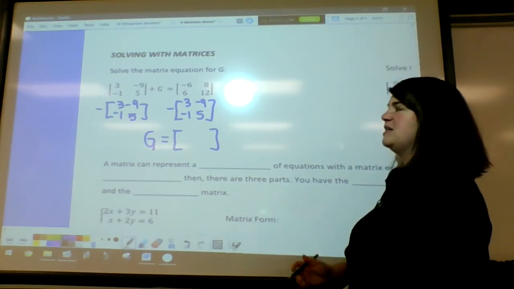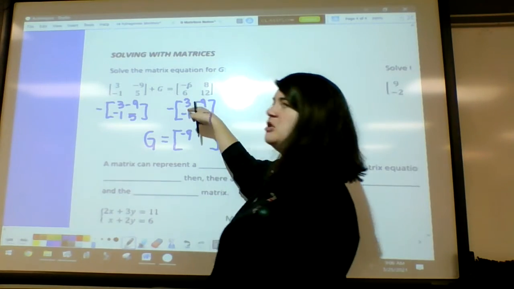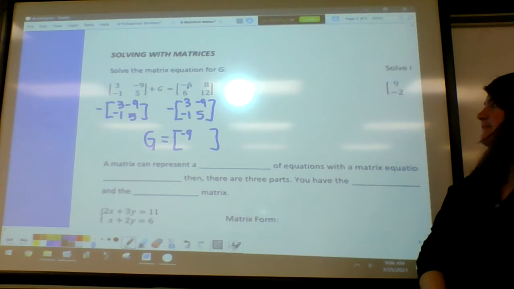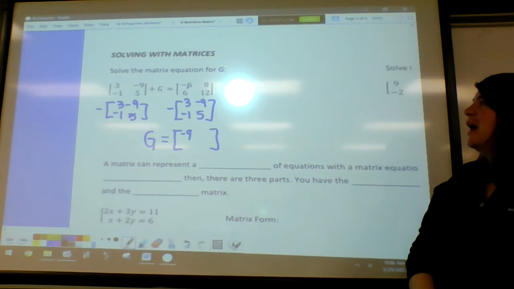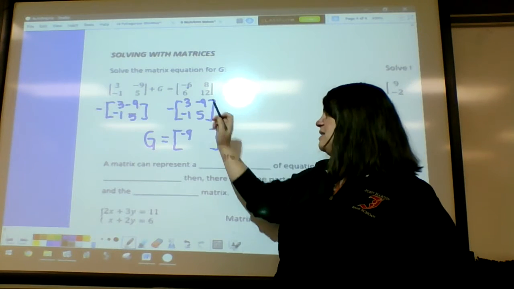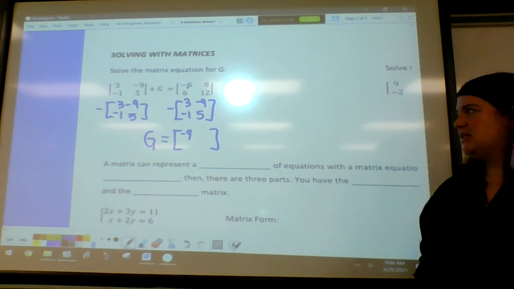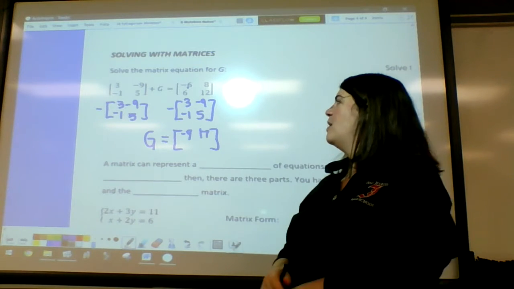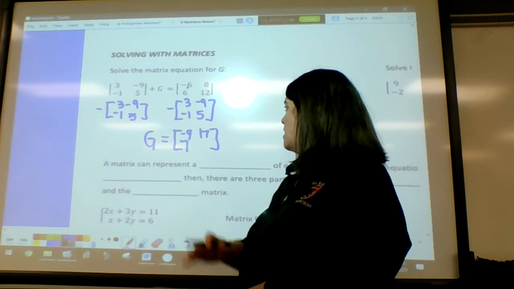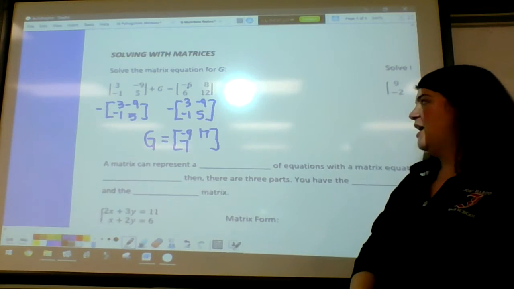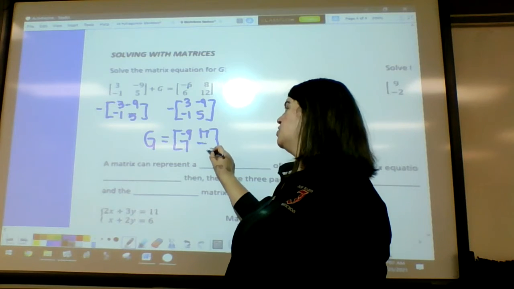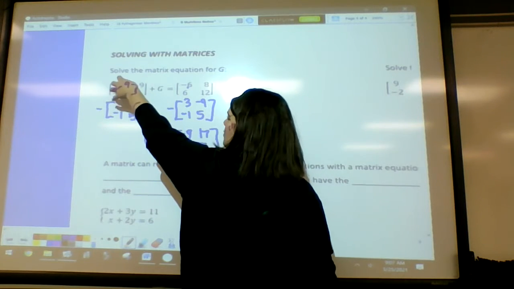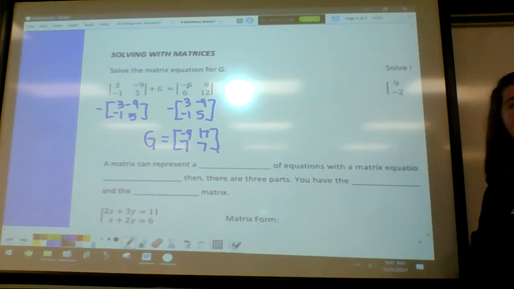So negative 6 minus 3 is negative 9. Remember you subtracted the spots, right? Then in the second spot, we'll have 8 minus negative 9. So minus negative means to add, right? So 8 plus 9 is 17. 6 minus negative 1, so 6 plus 1 is 7. And 12 minus 5 is also 7. So if you were to put this matrix in right there for that G, this one plus this one would give you that one.